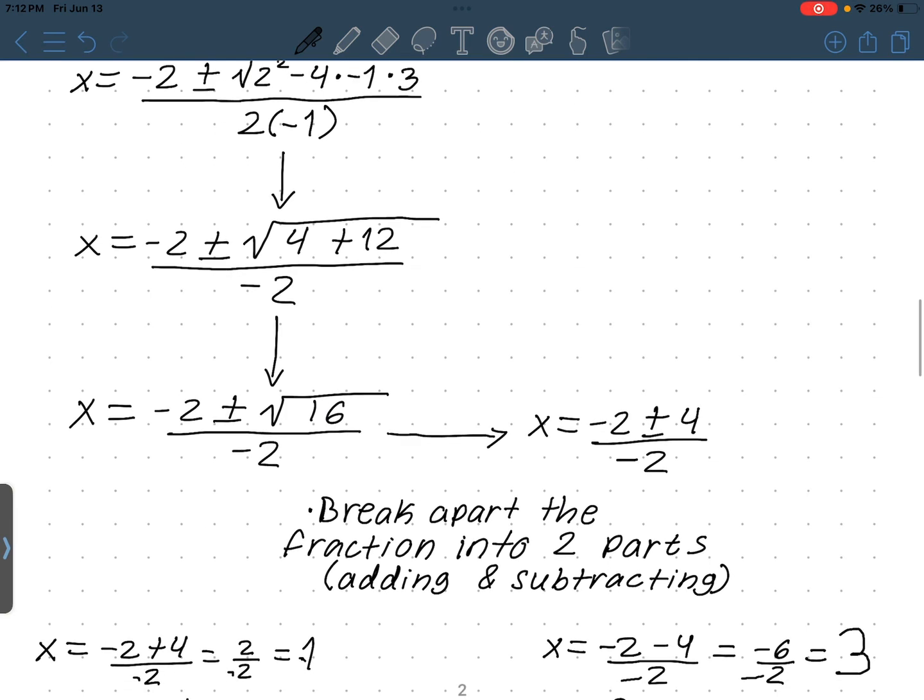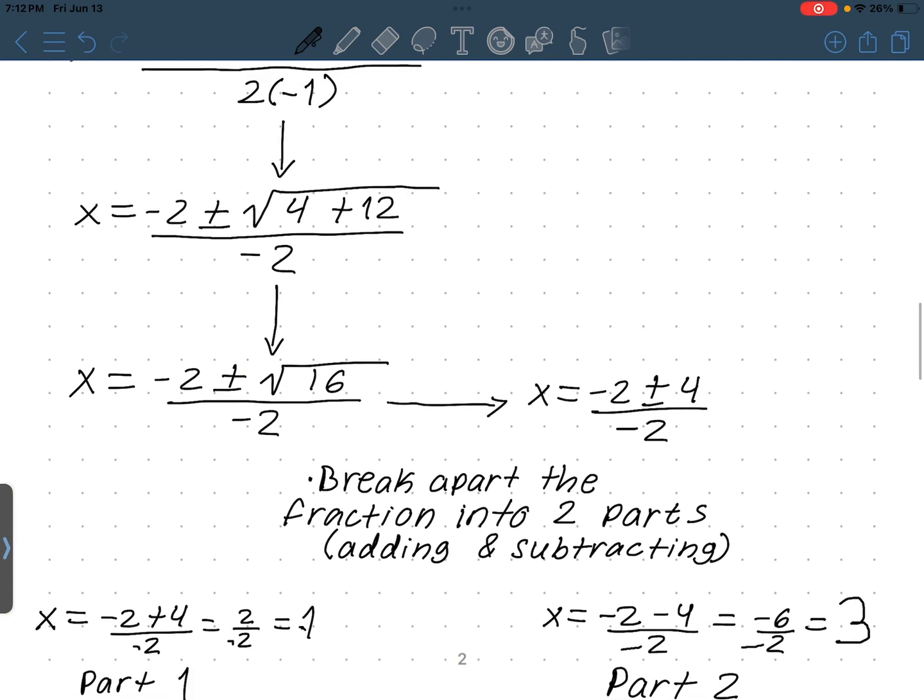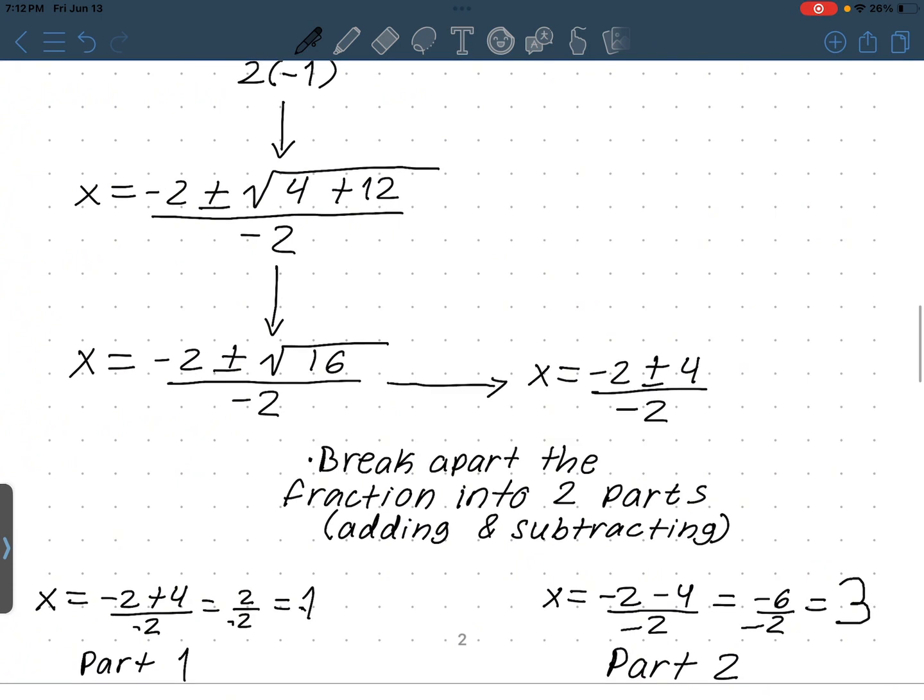Now we move on over here. X equals negative 2 plus or minus the square root of 16, because 4 plus 12 is 16, all divided by negative 2. And after, one of the last parts we get to is x equals negative 2 plus or minus 4, all divided by negative 2. Now, we have to break apart the fraction into two parts. It can be the adding part and the subtracting part.